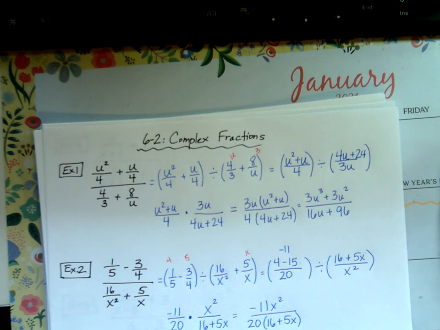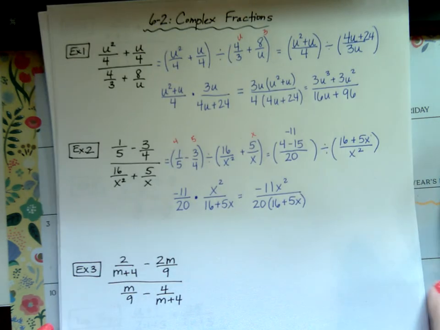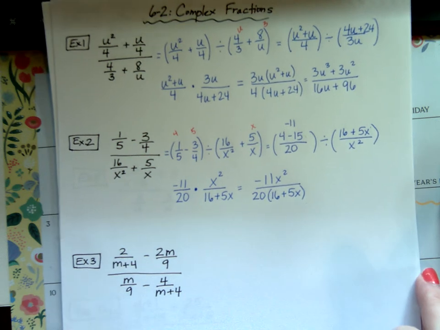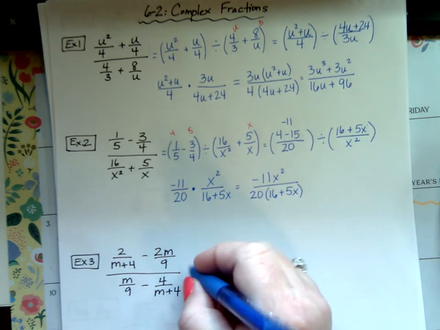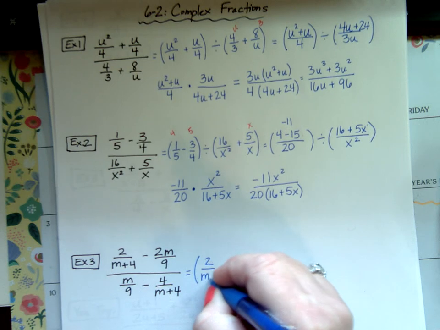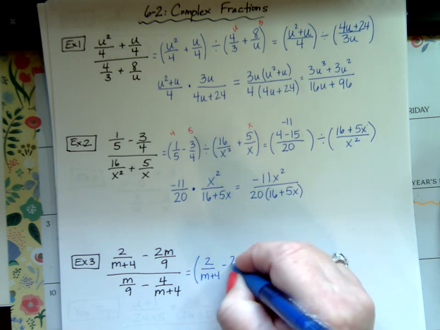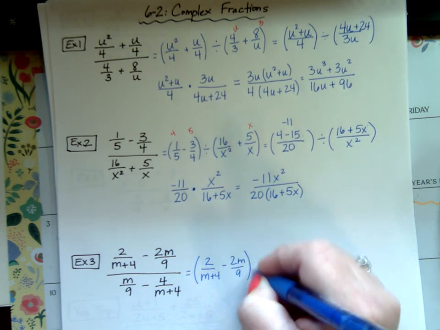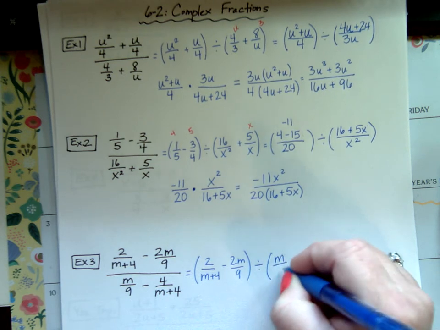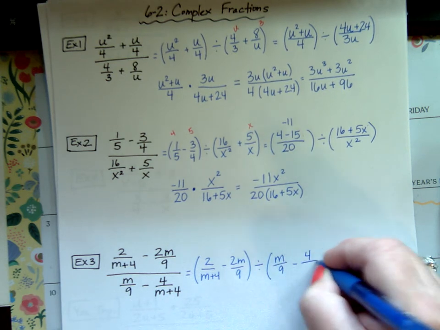All right, what happens when you've got more complicated denominators? That's your example 3. And again, shoot me in the chat if you want me to slow down or if you need clarification on any of this. So job number 1 is just write it horizontal. 2 over m plus 4 minus 2m over 9 divided by m over 9 minus 4 over m plus 4.